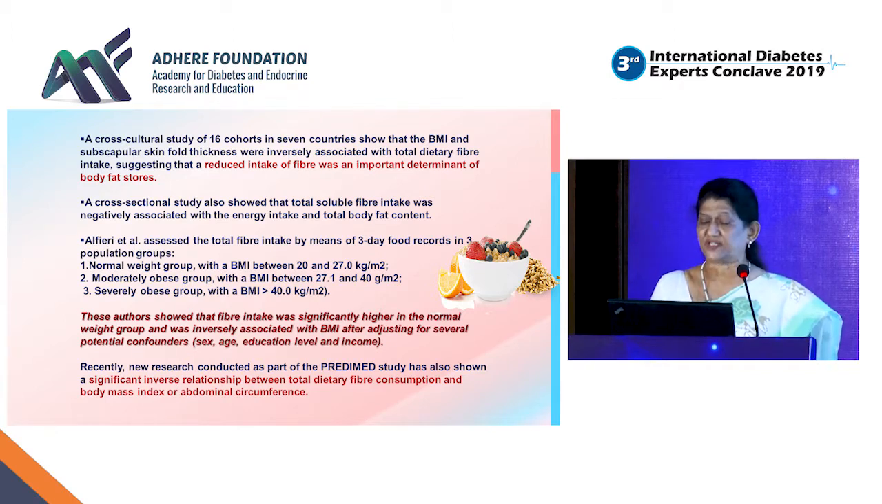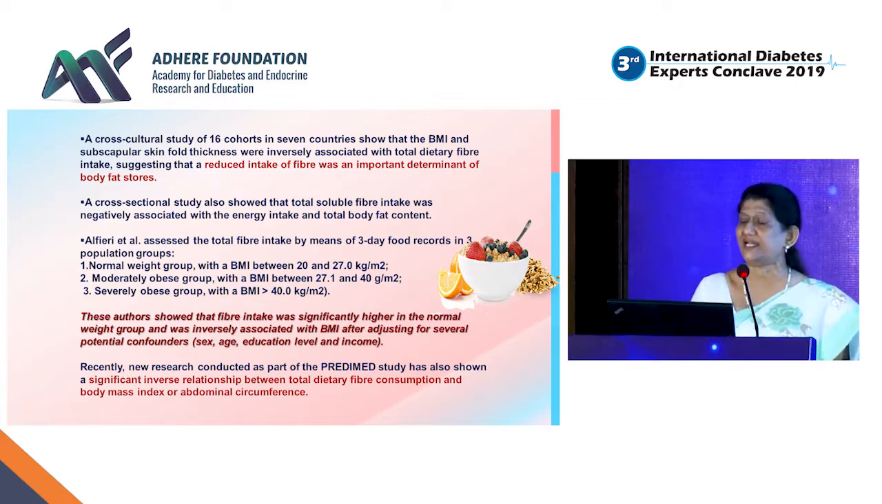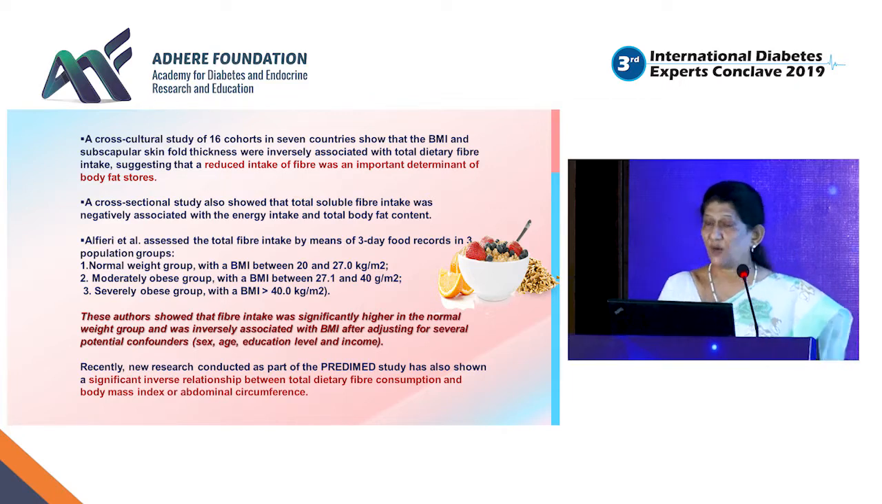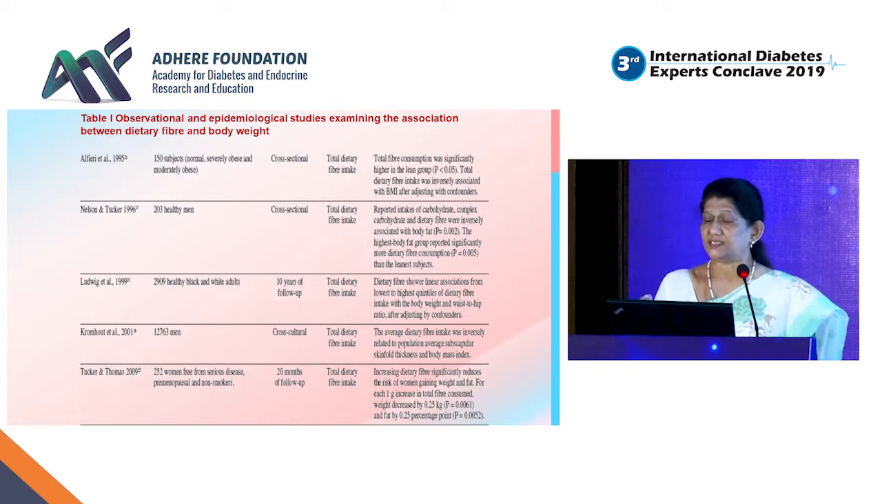A 3-day record study was done by Alfieri et al. With normal weight, moderate weight, and severely obese groups, the authors showed that fiber intake was significantly higher in the normal weight group and inversely associated with BMI, after adjusting for several confounders. The PREDIMED study showed a significant relationship between total dietary fiber consumption and body mass index, abdominal and waist circumferences. Now we see here the studies associated with fiber and body weight.